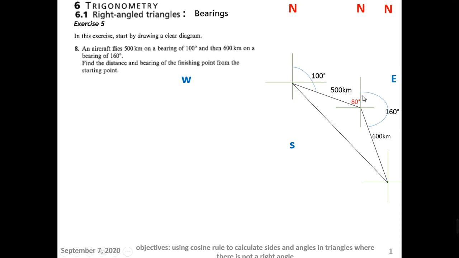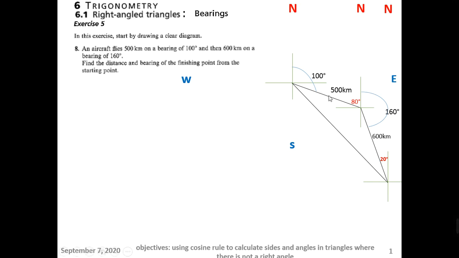If we look here, there is one more pair of co-interior angles. Like I said, north, north, and the 600 is passing through both parallel lines. So the 160, this one is going to be 20, because both add up to 180 degrees.